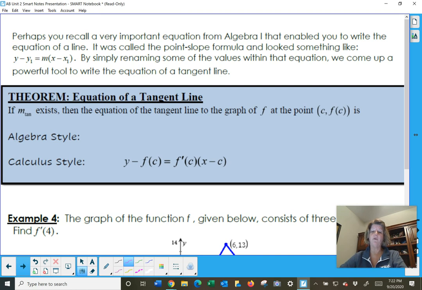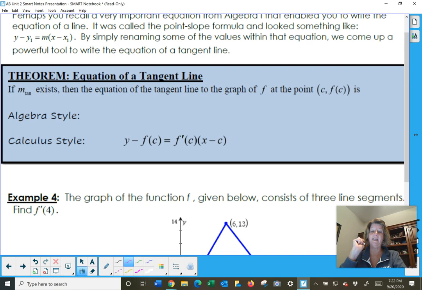Perhaps you can recall a very important theorem from algebra that enabled you to write the equation of a line. It was called the point slope form of an equation, and looks something like this. Highlight that. We will use that point slope form a lot. It's a very convenient equation of a line to write because all you need is a point and a slope. By simply renaming some of the values within that equation, we come up with a powerful tool to write the equation of the tangent line.